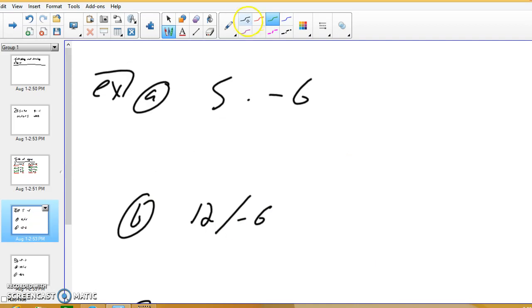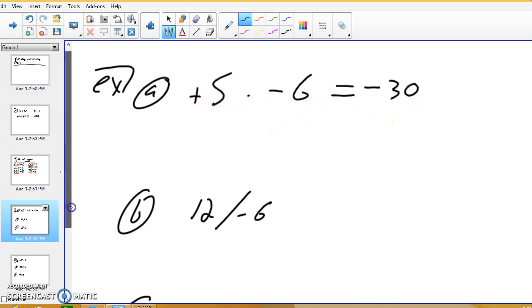So let's go through a couple of examples of this. Say we have 5 multiplied by a negative 6. We have a positive 5 and a negative 6. Since they are opposite signs, our final answer will be negative, so I'm just going to put that at the end right away. Once you've determined the sign, whether it's positive or negative, then it's just simple multiplication. 5 times 6 is 30. When you have a negative times a positive, it gives us a negative sign. So positive 5 times a negative 6 is negative 30.